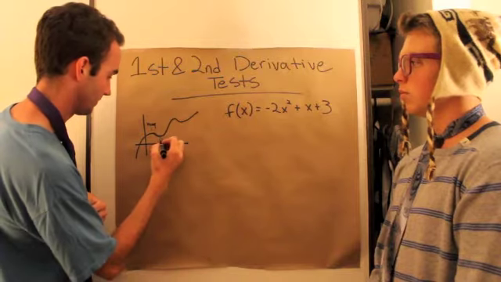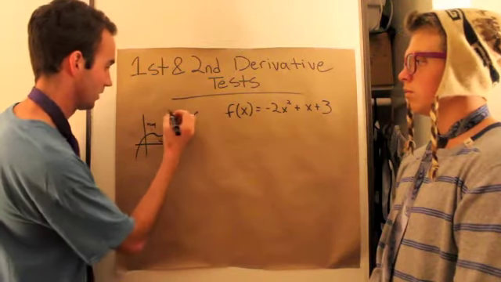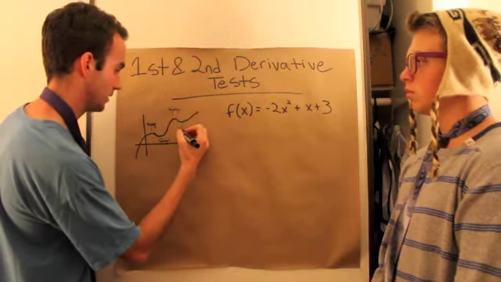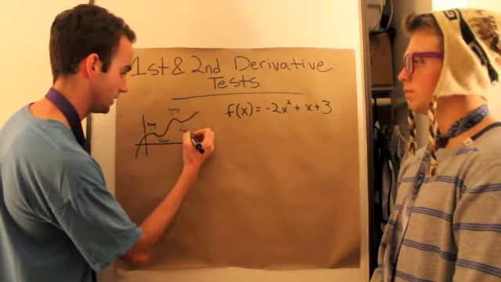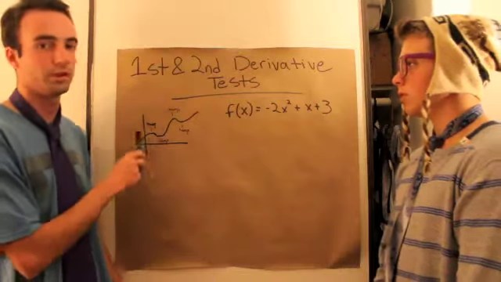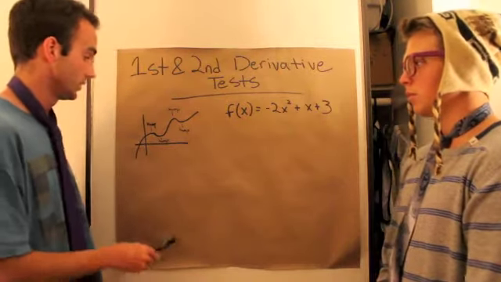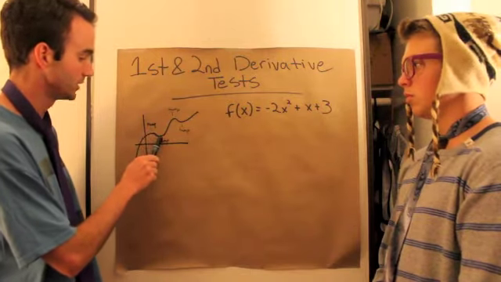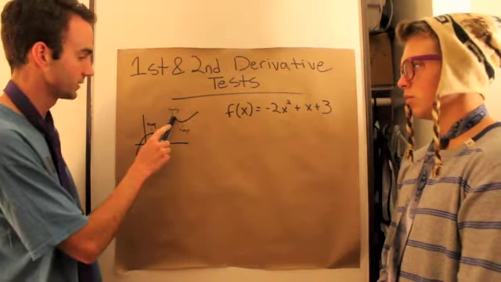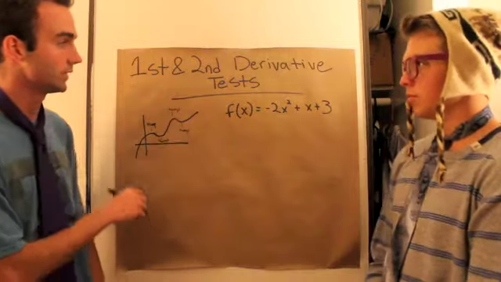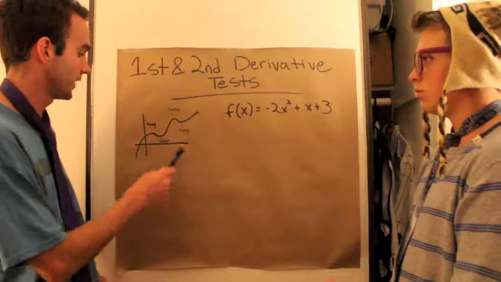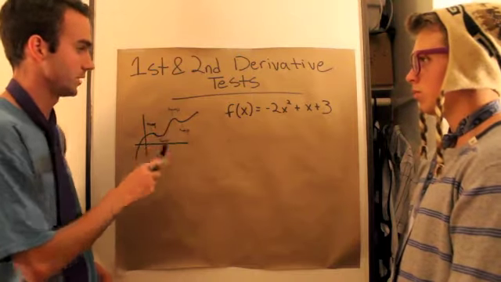One hump here. One hump here. And one hump here. And what these are called are relative minimums and relative maximums. So right here we have a relative maximum because it's higher than this relative minimum, and another relative maximum and another relative minimum. And what the first and second derivative test will do is, using the first derivative test, we'll find exactly where these humps are.